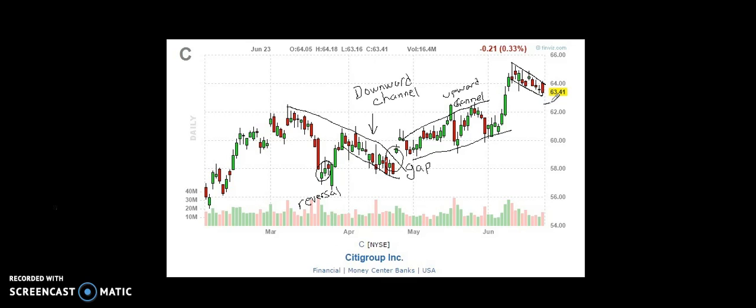We might see the opposite of a gravestone. All right, this is called a hammer. A hammer, which is the opposite of a gravestone, indicating that price is about to go back up. So we might look at a reversal.